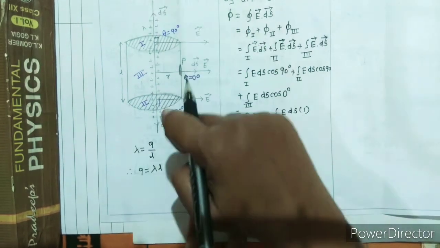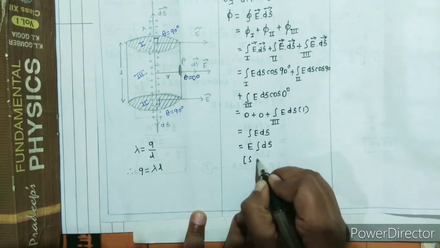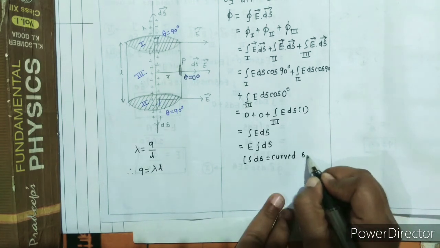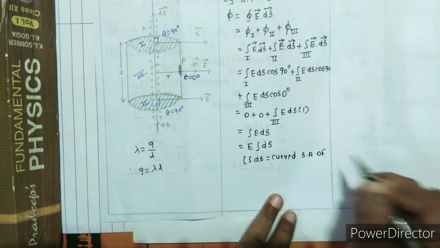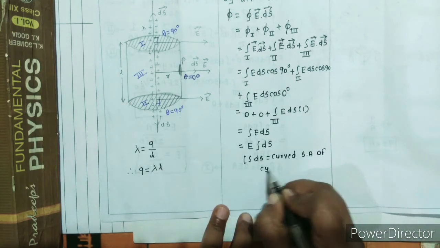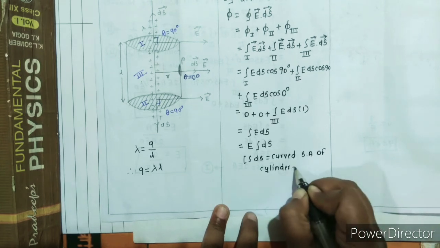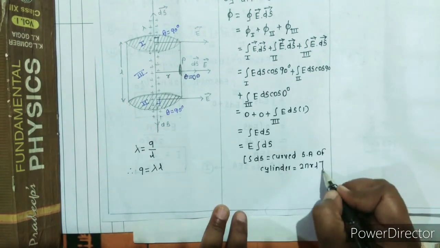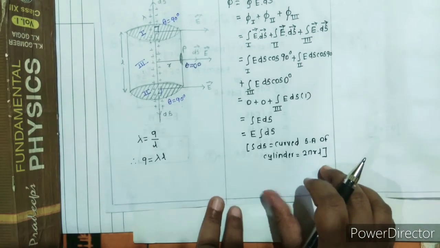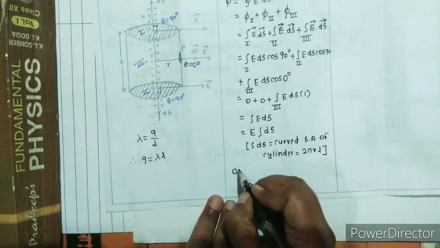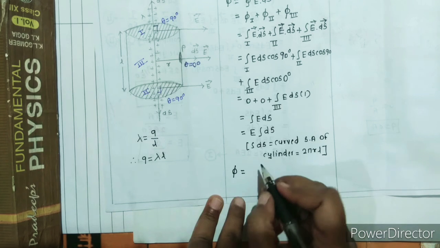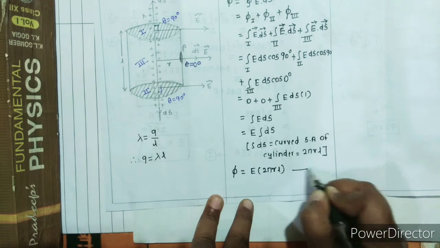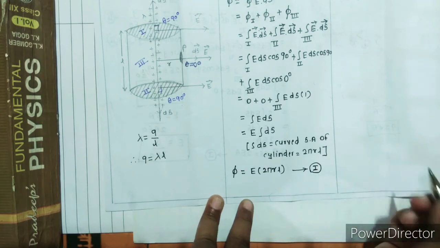Because this becomes 0, this becomes 0. So I can write here integration of ds is equal to curved surface area of cylinder, which is equal to 2 pi r L. Remember this, it is equal to 2 pi r L. So finally phi is equal to what? E into 2 pi r L, which is my first equation.